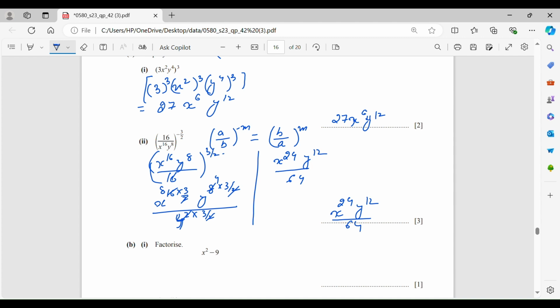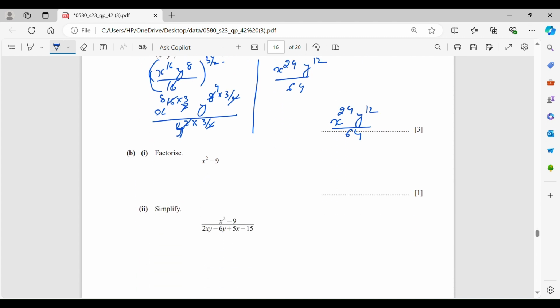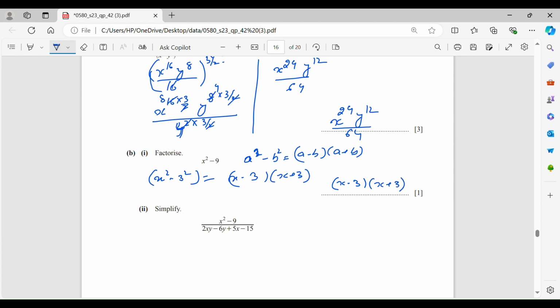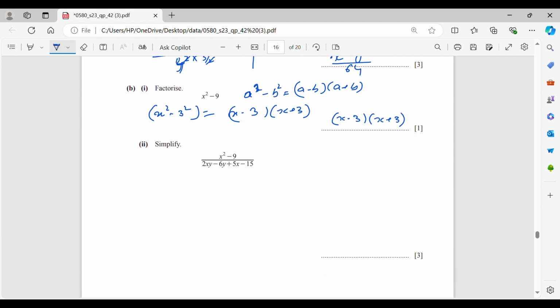Next is factorize. Factorize this. Here it is easy. x squared, that is, a squared minus b squared, is equal to a minus b and a plus b. So it is x squared minus 3 squared, which will be equal to x minus 3, x plus 3, right? Now simplify this. For the above we have already done it: x minus 3 and x plus 3.